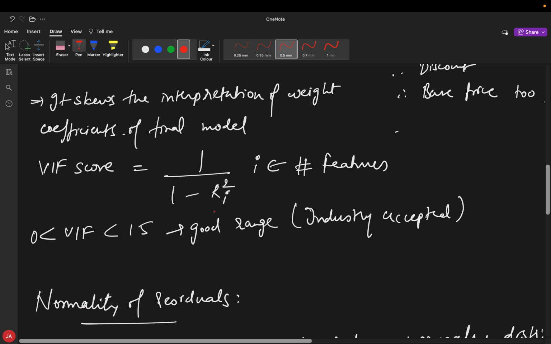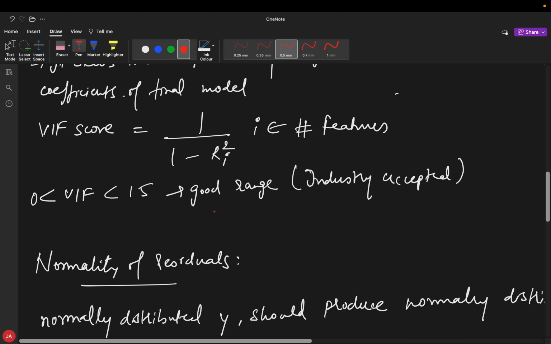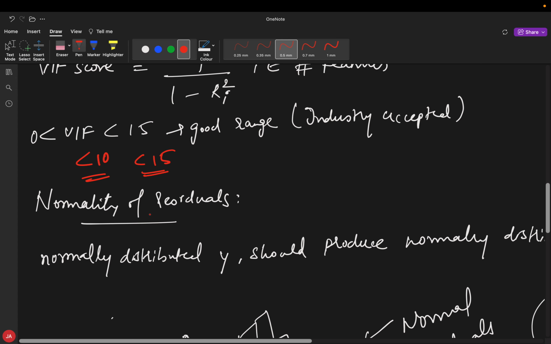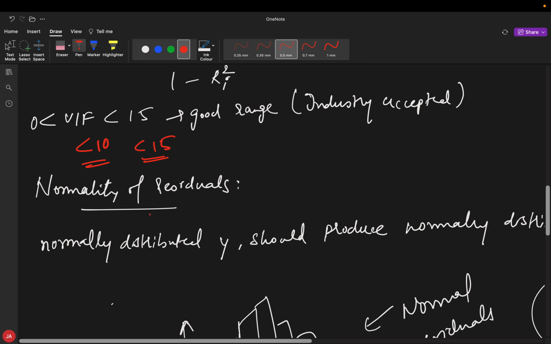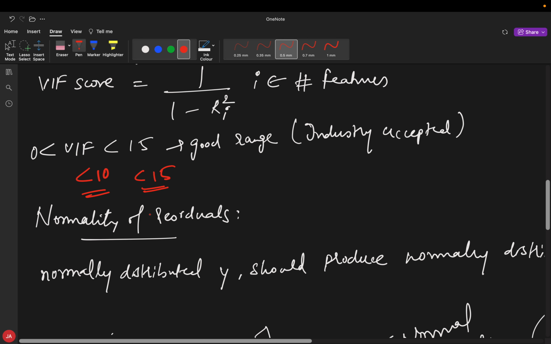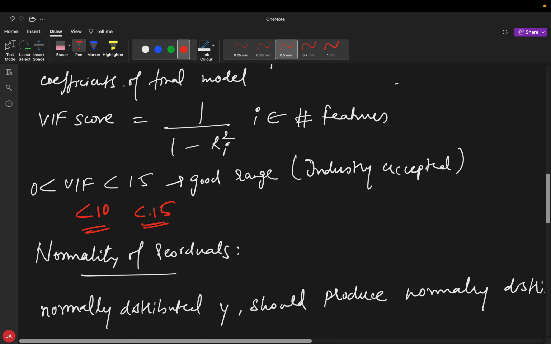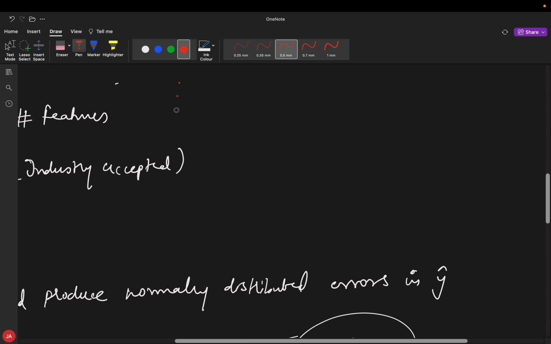So for that we need to check the VIF scores, to see whether my features are linearly dependent on each other or not. A VIF score between 0 and 15 is a good range. Generally it should be less than 10, but if it is less than 15, it's good to go for a feature that is an important predictor of the target variable. How we compute the VIF score is also a very interesting thing to know.